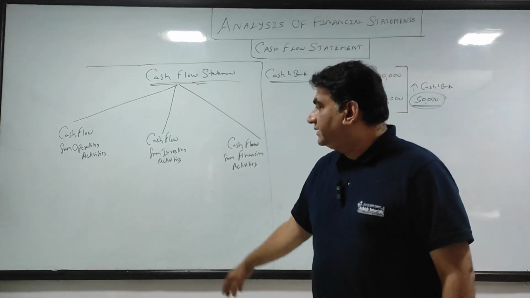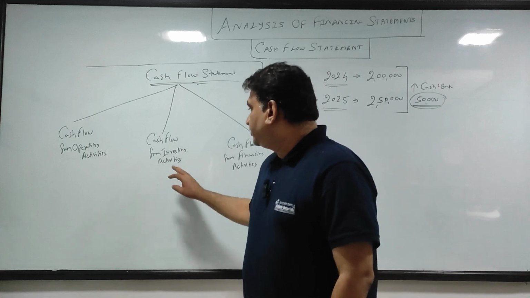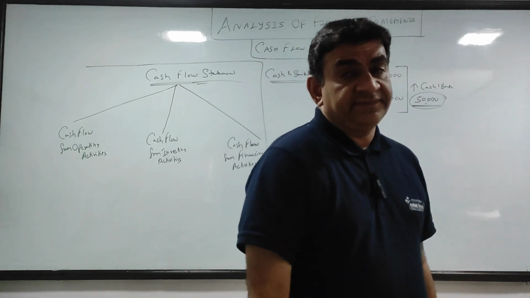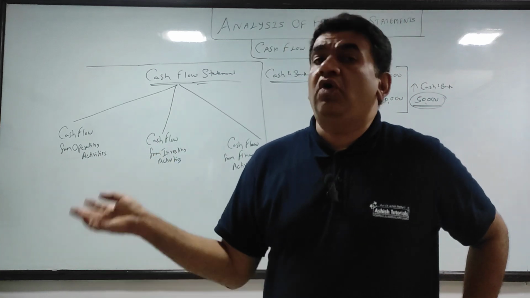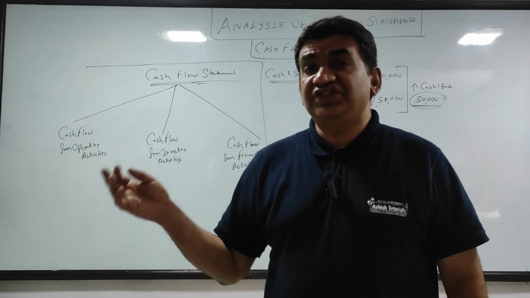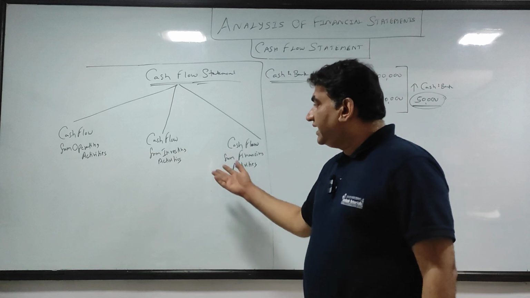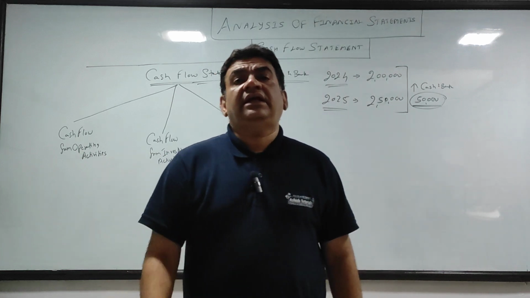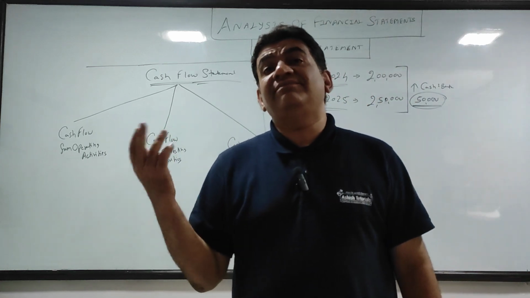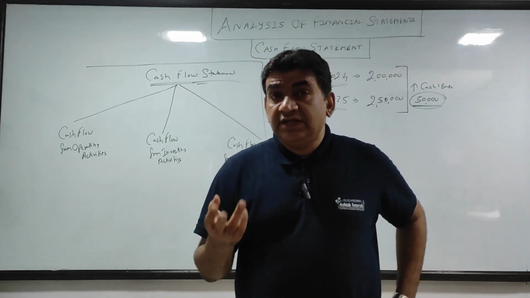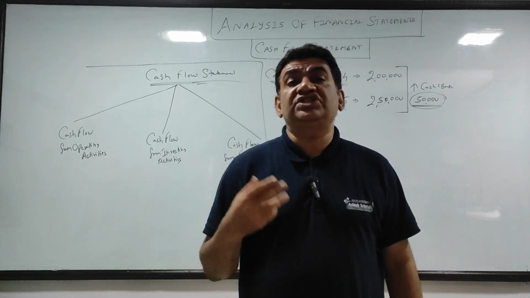Next, B, cash flow from investing activities. When I say cash flow from investing activities, that means how much cash you have used for making investments or how much cash you have generated by encashing your investments. Okay, now see, when I say investments, there can be investment in shares, investment in debentures, investment in bank deposits. At the same time, you may buy fixed assets, जैसे बिल्डिंग खरीदा, लैंड खरीदा, कंप्यूटर खरीदा, मशीनरी खरीदा.